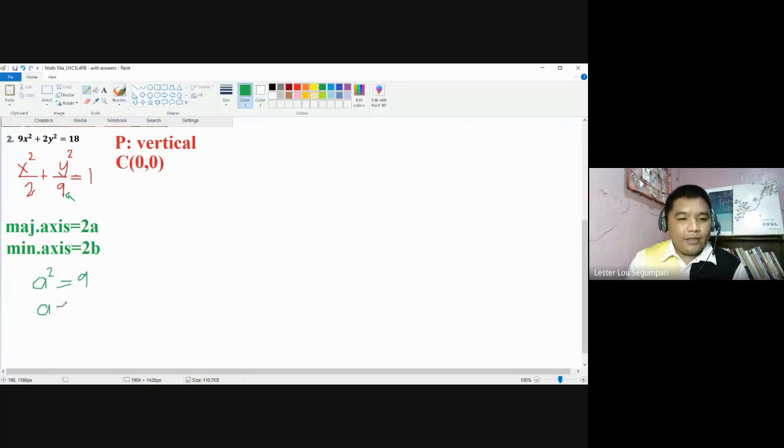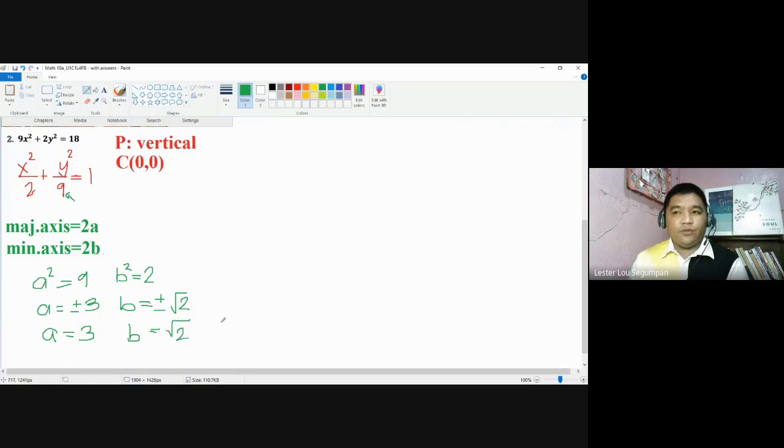So a is positive negative 3, and taking the positive value, a is equal to 3. For b squared, it's 2. Do not worry if it is not a perfect square. Nevertheless, it's still a real number. If we take the root, it's positive negative square root of 2, which we take as the positive square root of 2.